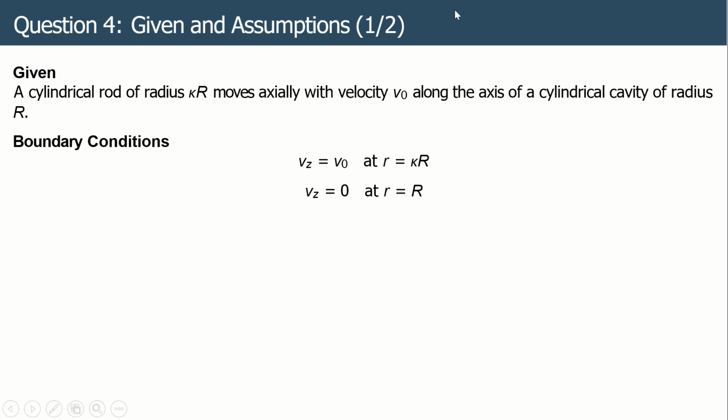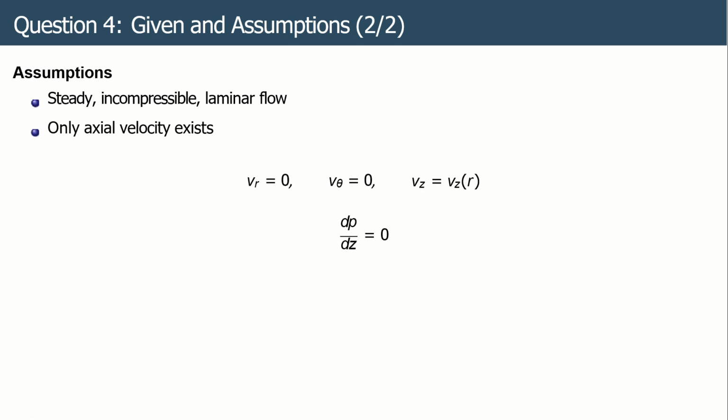These are the boundary conditions that we are given, and then the assumptions like steady state, incompressible fluid and laminar flow. So only axial velocity exists, so there is only velocity in the z direction, varying with respect to r, and there is no velocity in the r and theta directions. dp by dz is equal to 0.